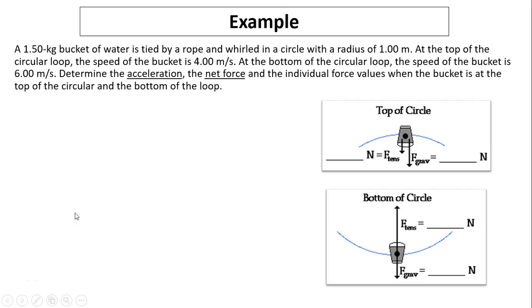Let's take a look at this example. A 1.5 kilogram bucket of water is tied to a rope and whirled in a circle. This is a vertical circle with a radius of 1 meter. At the top of the circular loop, the speed of the bucket is 4 meters per second. At the bottom of the circular loop, the speed of the bucket is 6 meters per second. So it's going faster at the bottom, slower at the top. Determine the acceleration, net force, and individual force values when the bucket is at the top and the bottom of the loop.